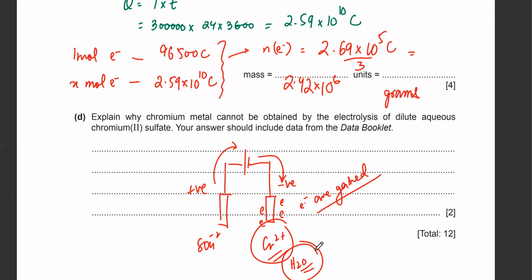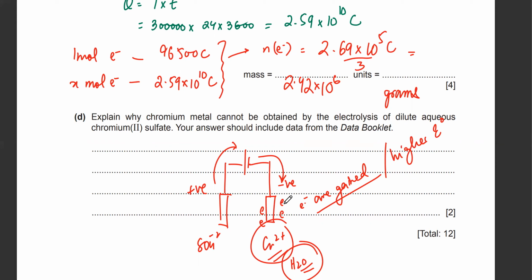And who likes to gain electrons? The one that has a higher E naught. The ones that have higher E naughts are the ones that like to gain electrons. They're the ones that become positive because they're constantly gaining electrons, so the electrode becomes electron deficient and becomes positive. So chromium 2 plus, where's chromium 2 plus? This one. There's only one.